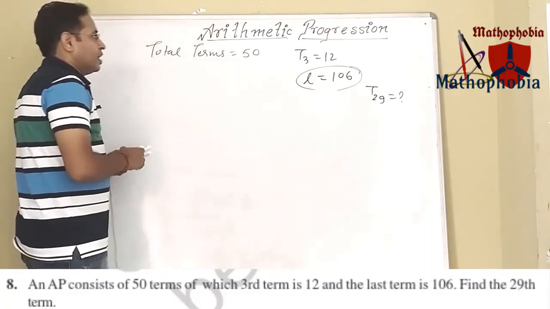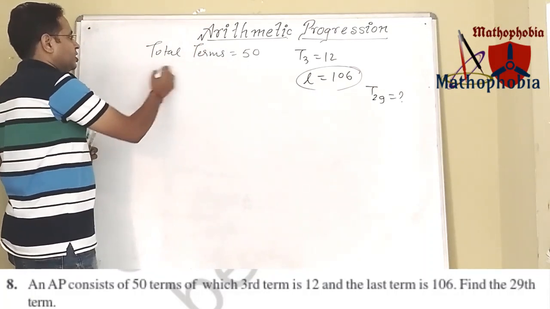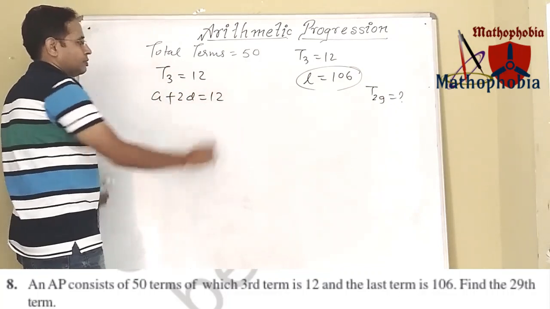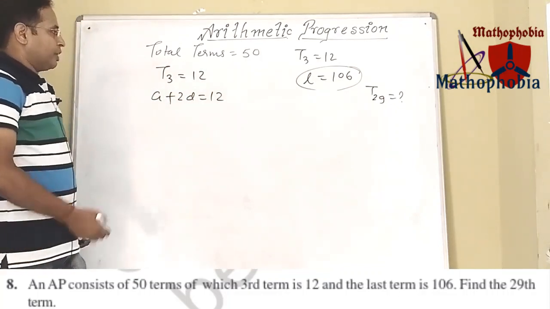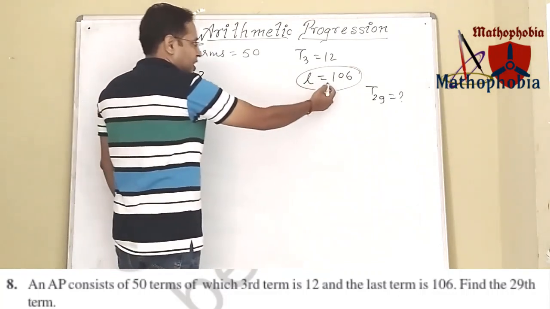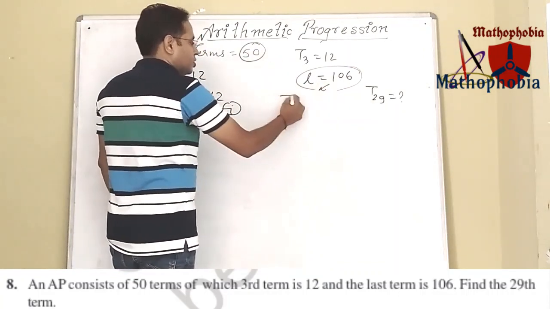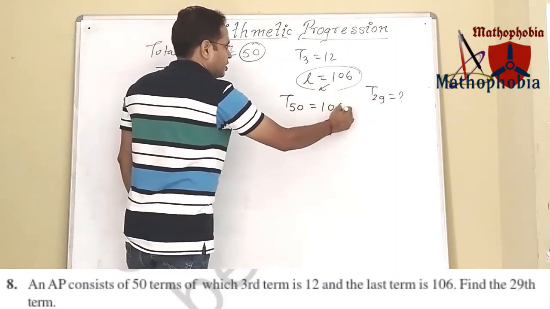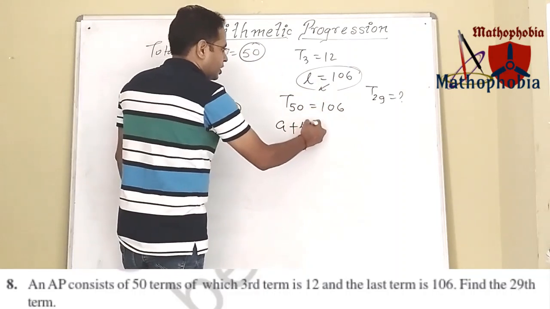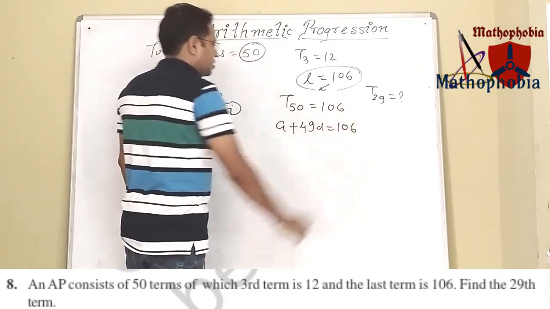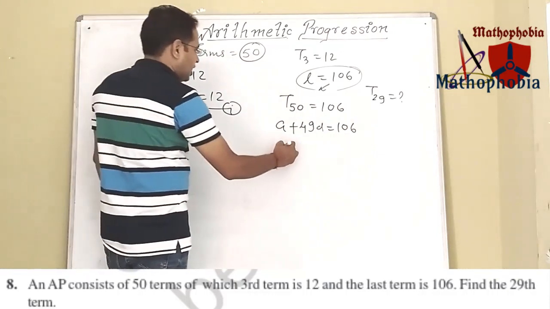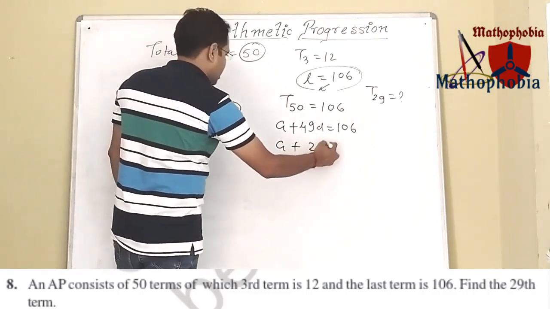तो formula apply करेंगे. T3 is equals to 12. We will get A plus 2D equals to 12. We will find out the value of A and D. So we have got first equation from here. Now this is the last term and there are 50 terms. So 50th term of this AP is 106. So A plus 49D equals to 106. We'll be solving both these equations. Okay, so we'll put here by eliminating to get the values of A and D.